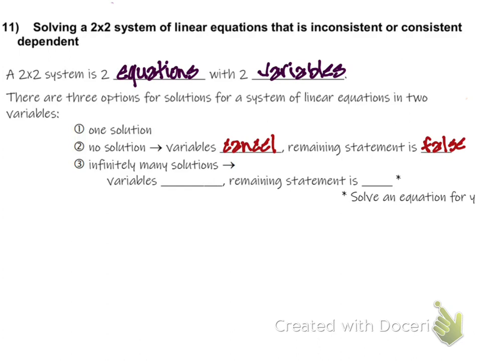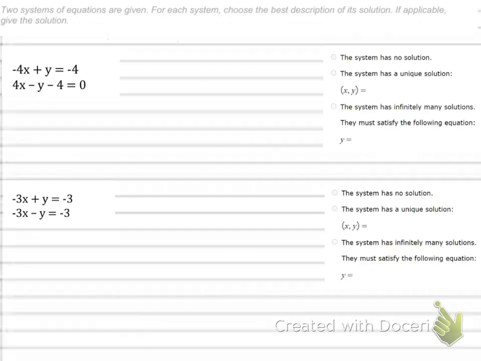We could also have infinitely many solutions, in which case the variables cancel and the remaining statement is true, like 3 equals 3. If we have this situation, we have to solve an equation for y, and you'll see that in just a second. So we're going to look at these two equations first.